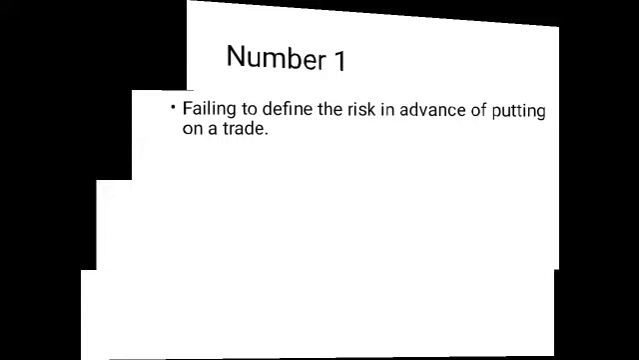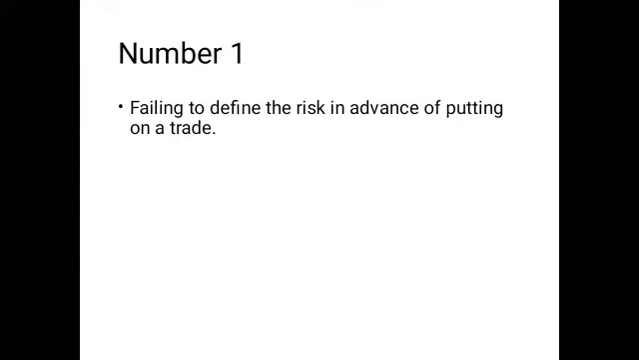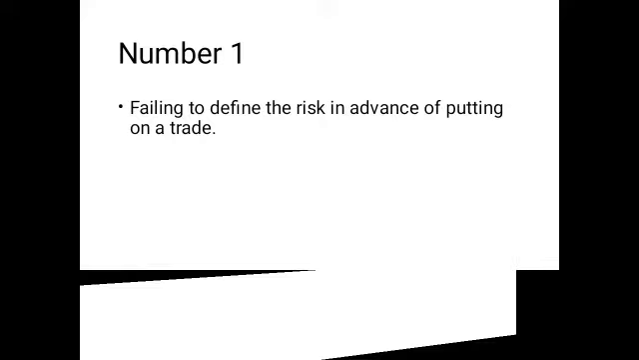The first one is failing to define the risks in advance of putting on a trade. You want to put on a trade, and maybe your trading capital is $50. Ensure you know how much you're going to lose if the trade goes against you. Define the risks. Know exactly how much you're going to lose if the trade goes against you. So failing to define the risks is a trading error.